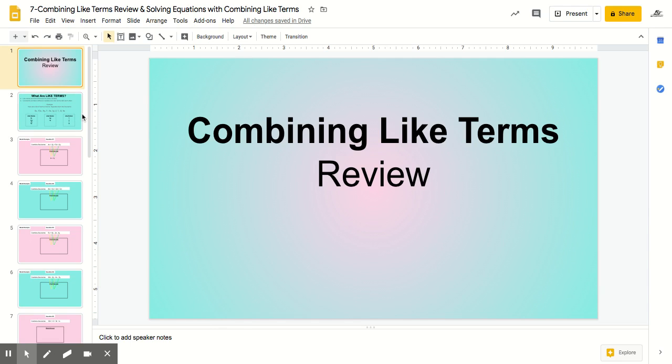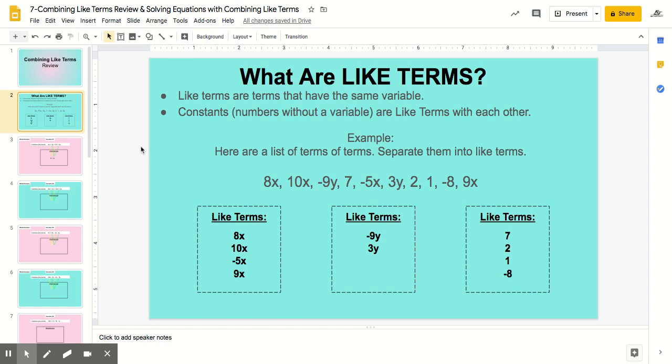Okay, so first and foremost, what are like terms? Remember, like terms are terms that have the same variable. So in order for it to be a like term, it just needs to have the same variable, or the same letter, next to it. It can have a different coefficient, or a different number in front of the variable, but the variable must be the same. Okay. Constants, numbers that do not have a variable next to them, like 4, 5, 6, 7, and so on, are like terms with each other. If they have no variable next to them, they are constants, and constants are like terms with each other.